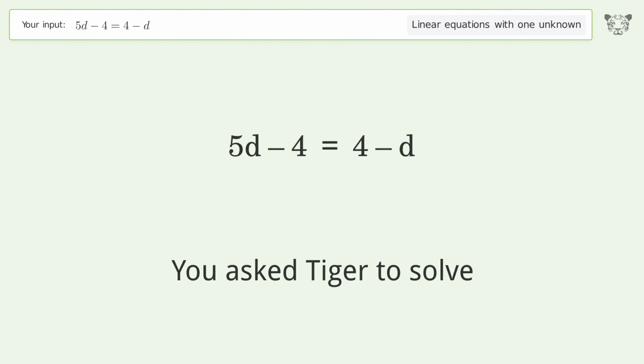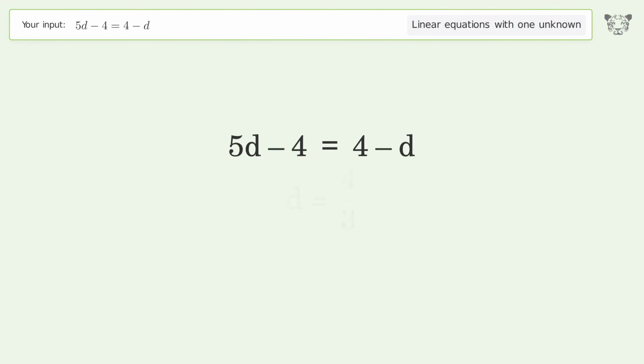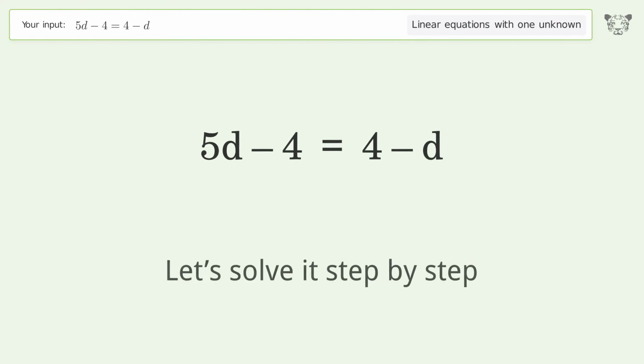You ask Tiger to solve. This deals with linear equations with one unknown. The final result is d equals 4/3. Let's solve it step by step.